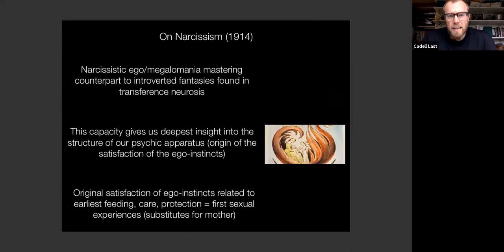In any case, the narcissistic, egoic or megalomaniacal dimension of this oppositional determination is, again, the opposite of the transference neuroses, where instead of becoming pathologized by the introverted fantasies of the hysteric or the obsessional neurotic, you again identify with them as yourself. And this capacity, he says, gives us deep insight into the structure of the psychic apparatus, specifically related to the origin of the satisfaction of the ego instincts, and that the original satisfaction of the ego instincts is related to the earliest feeding, the earliest care, the earliest protection. The first sexual experiences, namely, the substitutes for the mother.